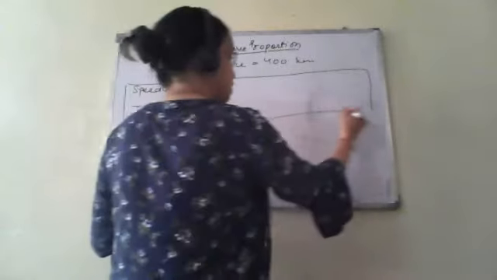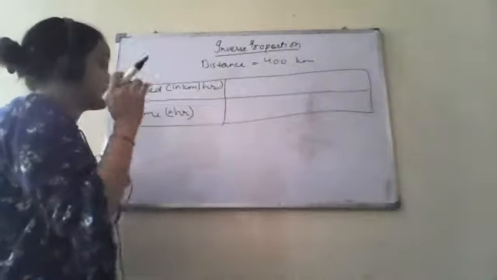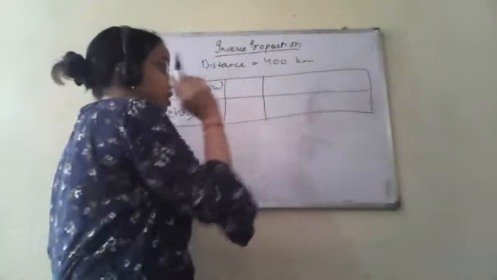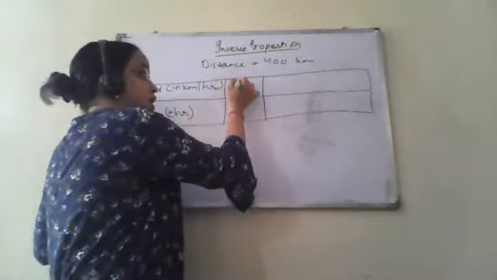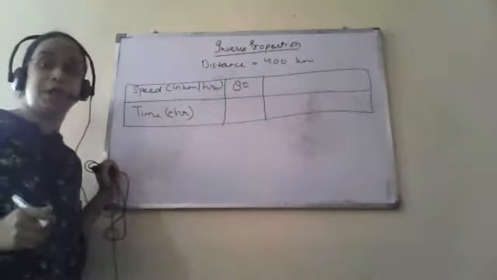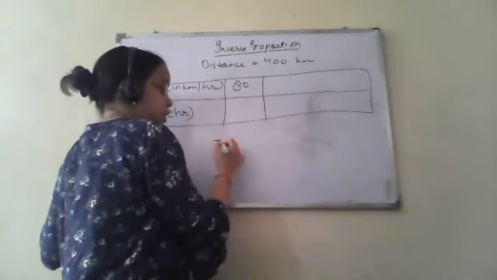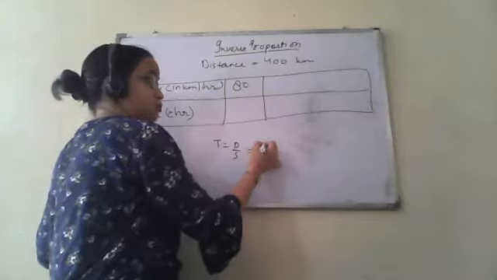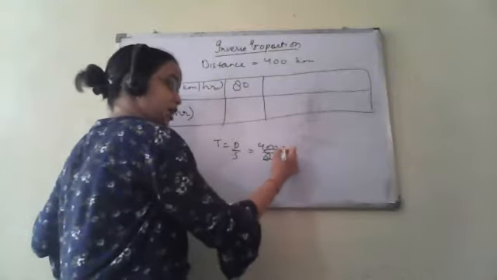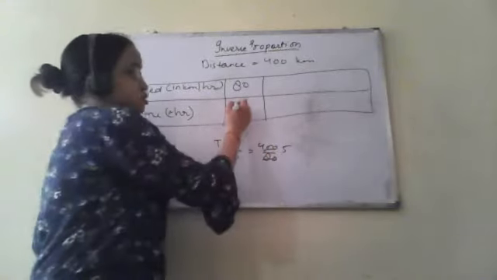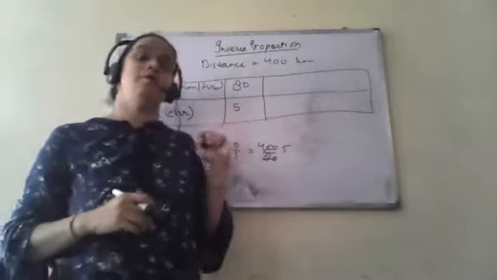Now see how this inverse proportion will work. Suppose in the first case our speed is 80 kilometers per hour. So what will be the time taken? Distance is 400 kilometers, speed is 80 kilometers per hour. Our time will be distance upon speed, that is 400 upon 80. So it comes out to be 5 hours. So to cover 400 kilometers with a speed of 80 kilometers per hour, we require 5 hours.